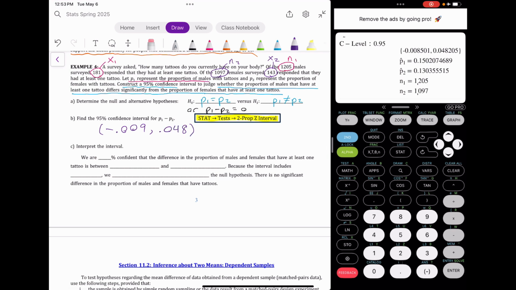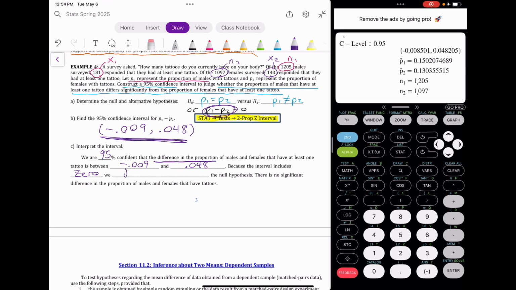So let's interpret this. So we are 95% confident that the difference in the proportion of males and females, right? So this difference right here, that have at least one tattoo is between negative 0.009 and 0.048. Because the interval includes 0, right? 0 is inside this interval.